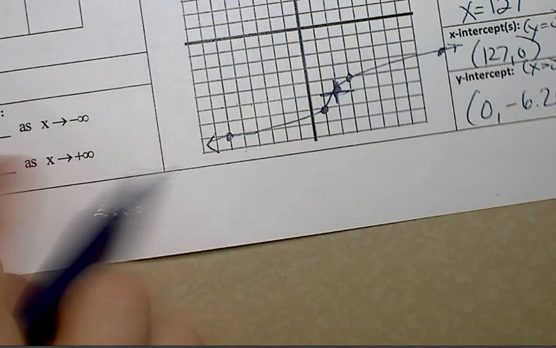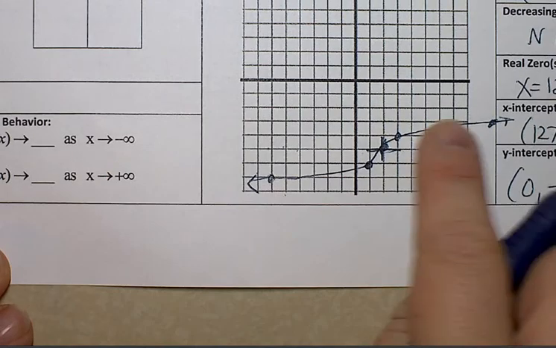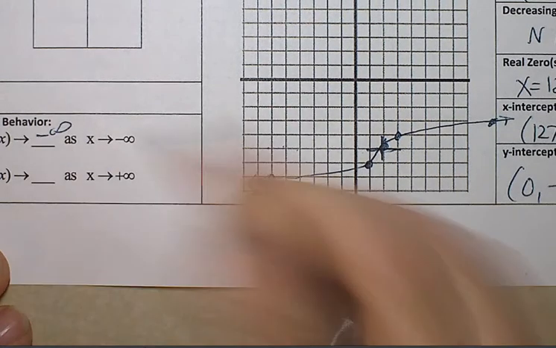And behavior: as we go to the left, it continues to go downward, and as you go to the right, it continues to go upward.